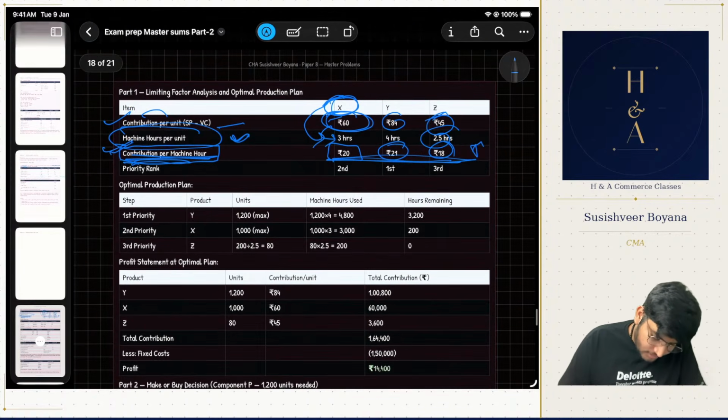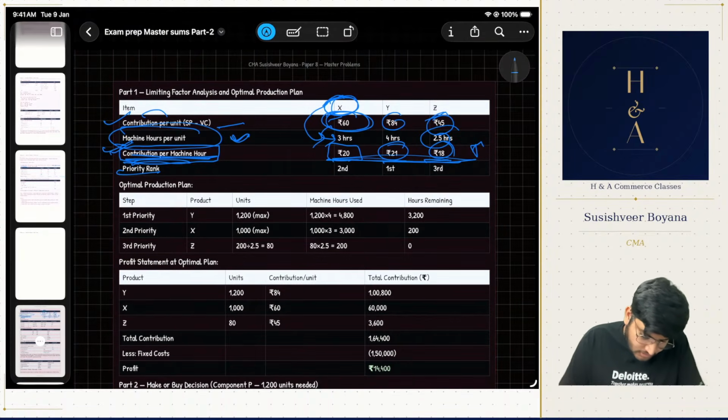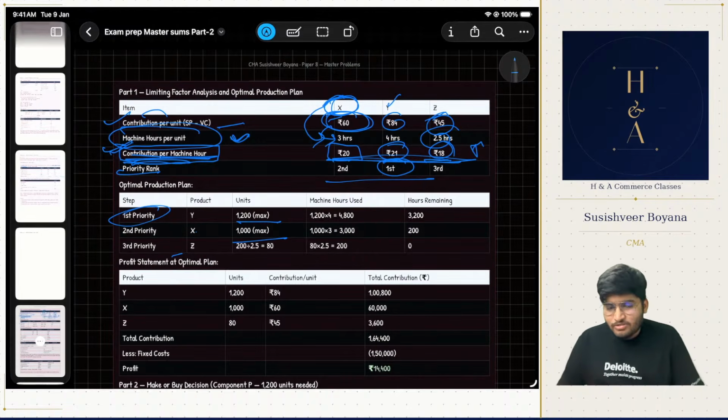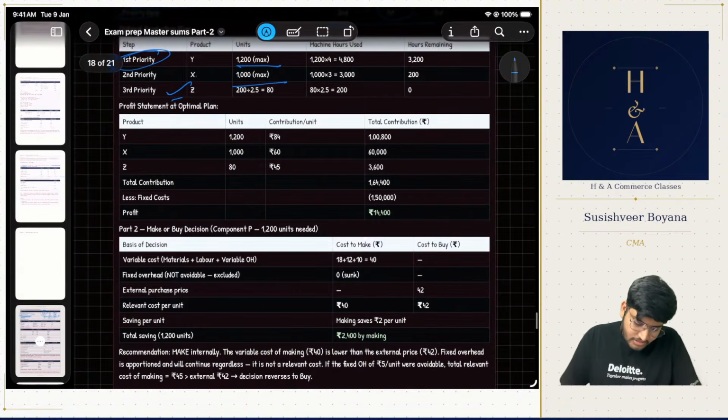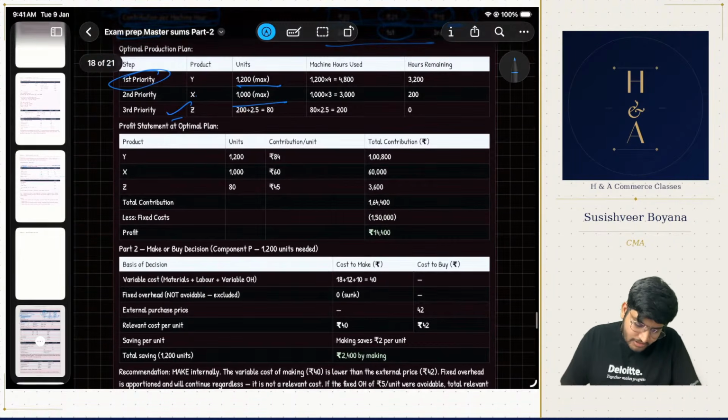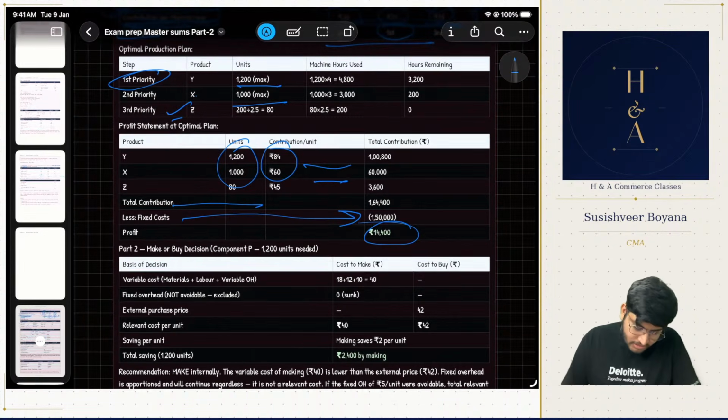So priority rank: 21 is higher, 20 followed by 18. First priority should be given to product Y, second to X, third to Z. So produce the maximum number that can be produced. If there are balance hours left, then you go for the last product, which is yielding less. Then you just calculate the profit statement based on contributions and units. You multiply, less fixed cost, you get total profit. You already know this format.